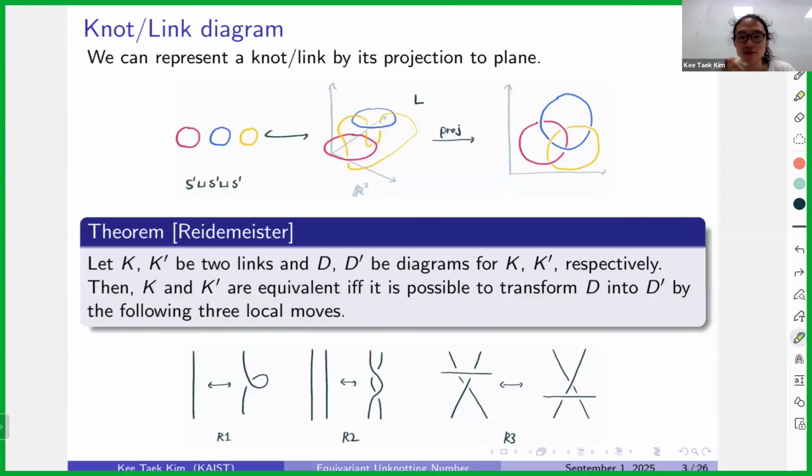For example, if we define something that depends on the diagram, and suppose that we want to show that this is an invariant of a knot or a link, then it is enough to show that the invariant is actually invariant under these three moves.